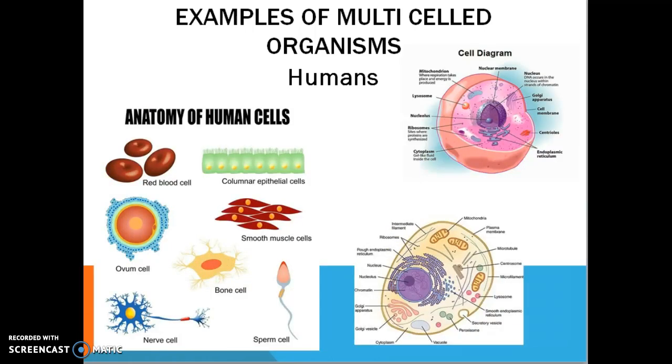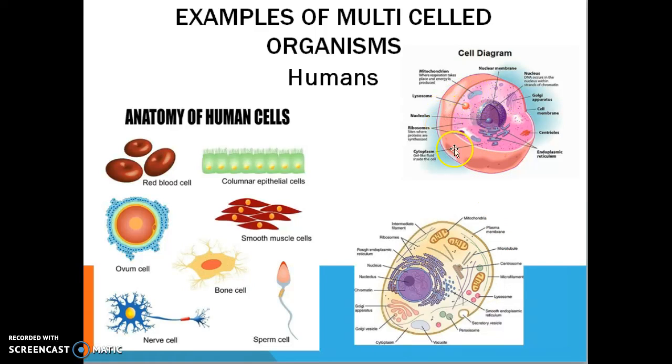Another example of a multiple cell organism would be humans. I liked this demonstration here on this slide because one, it gives you the cross-sectional view here where you can see how it would look just from the side.